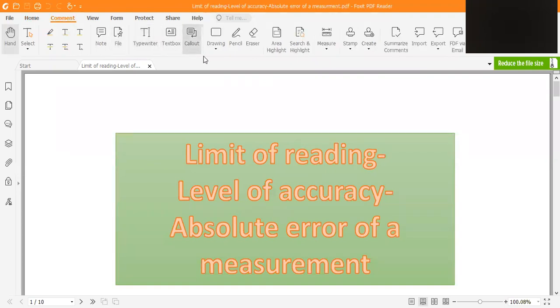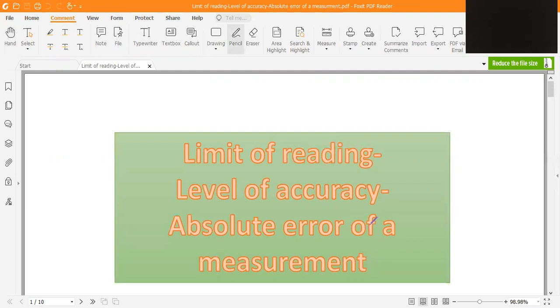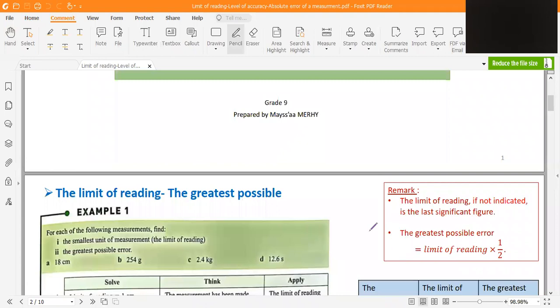Today we will start to answer some questions about limit of reading, level of accuracy, and absolute error of a measurement. So we have a measurement. We want to search for the limit of reading, level of accuracy, and absolute error of this measurement. So what do we mean by the limit of reading and the greatest possible error?